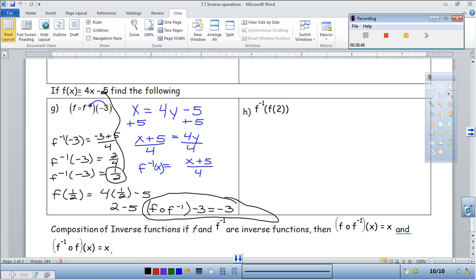Okay, composition of inverse functions. If f and f inverse are inverse functions, then f of the inverse of x equals x. They will match, just like they do here, negative 3 and negative 3. Oh, sorry, this should be in parentheses. This will always match. Does that make sense? Because when I plug an input into an inverse and then back into the original equation, it's just going to be the same. It's like I've done nothing to it. Any questions over that?